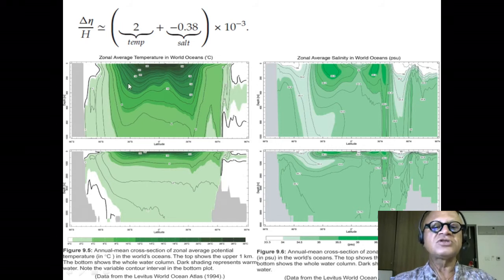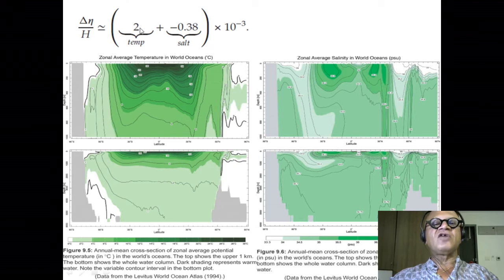Okay, so just to remind ourselves, let's look at the structure of the potential density that we have looked at already a couple of times. Top 1 kilometer and from the surface to the bottom, and zonal average salinity showing our top 1 kilometer and the total water column. So this is the steric effect, often referred to as thermosteric and halosteric effects.